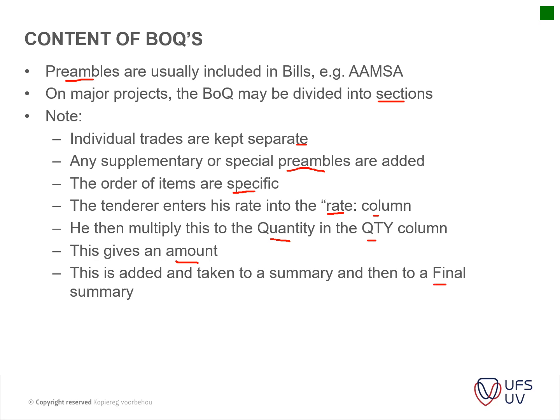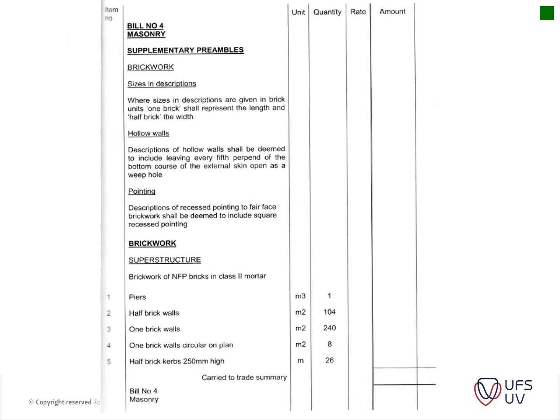So yeah, I'll show you now the layout. This is the layout that I've been speaking about. All of your bills will have this same layout where you have your item number here, your description here, then your unit, your quantity, your rate, and your amount on this side, and then you have your supplementary preambles, anything that you want to add. Let's see what they have added here.